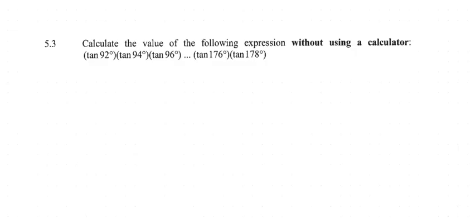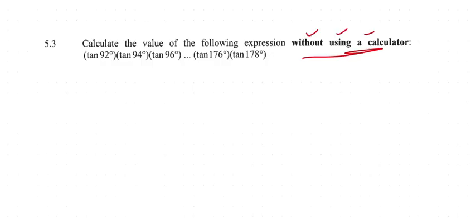Now we have question number 5.3. Calculate the value of the following expression without using a calculator. We have tan 92 degree, tan 94 degree, tan 96 degree, and so on, up to tan 176 degree and tan 178 degree. So we have to calculate tan 92 to tan 178 degree.